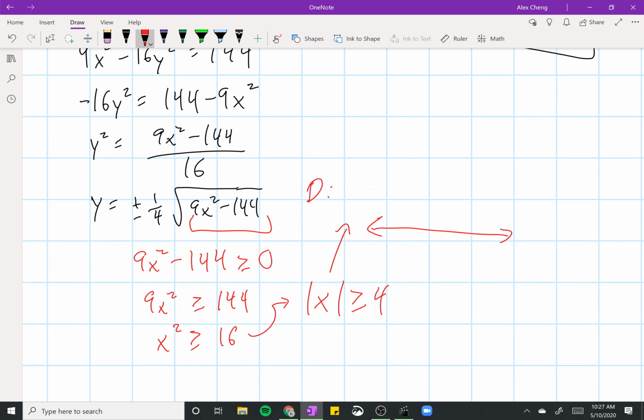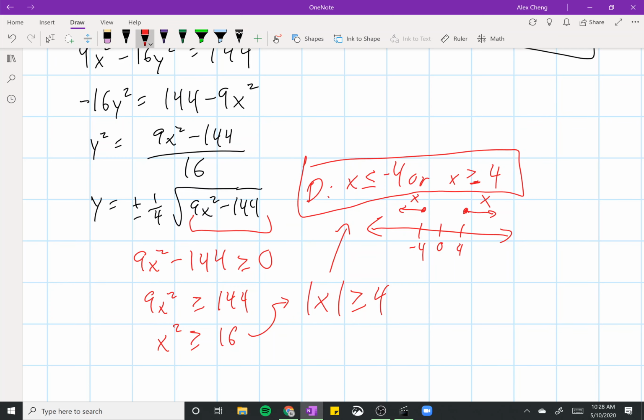Or in other words, for our domain, let's look at a little number line here. Here's 0, here's 4, negative 4. Those 2 points have absolute value equal to 4. But if I want a greater absolute value, you would go farther away from 0. And so that's where your x lives. So either x is less than negative 4, or x is greater than positive 4. And that would be your domain.